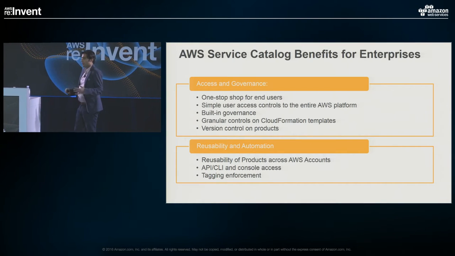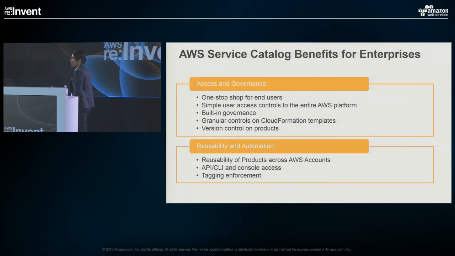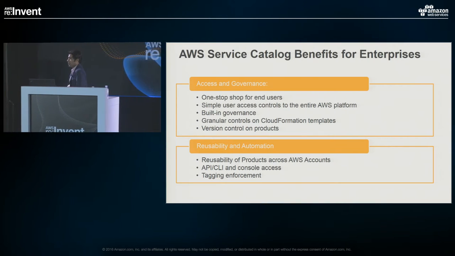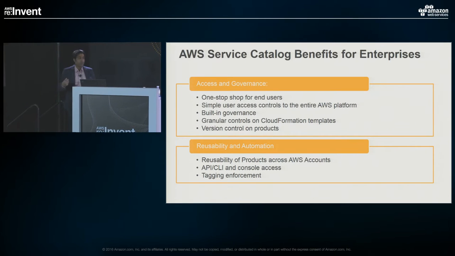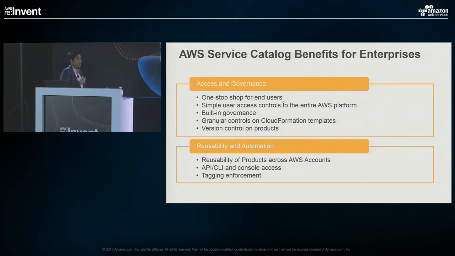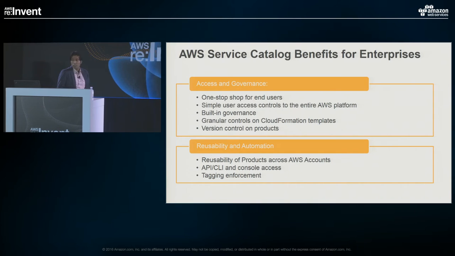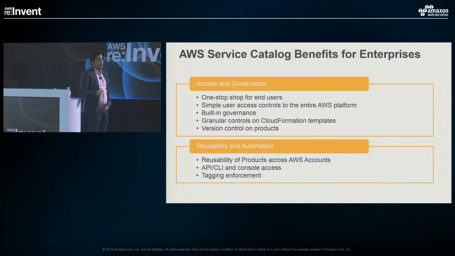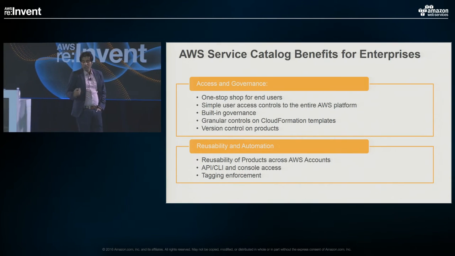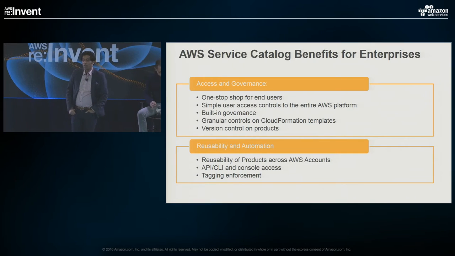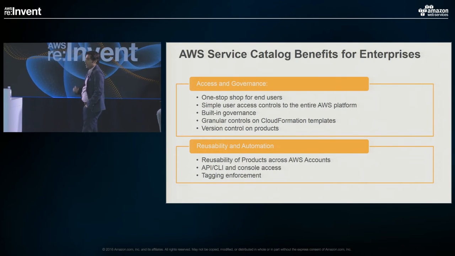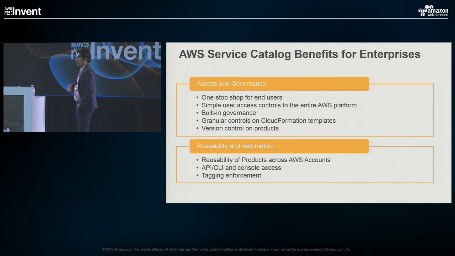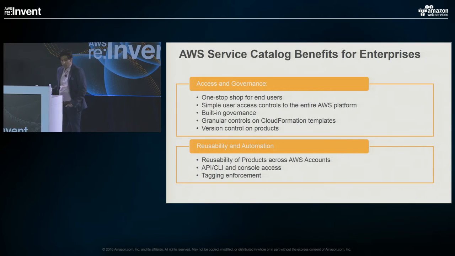So when you think about this from an enterprise standpoint, Service Catalog really allows you the ability to control and govern your environment, put in granular controls around versioning, around users, around provisioning, and at the same time allow for reliability and allow for automation to come through. You can utilize the API, you can utilize the AWS CLI, you can force tags and maintain that balance of consistency while not hampering progress.